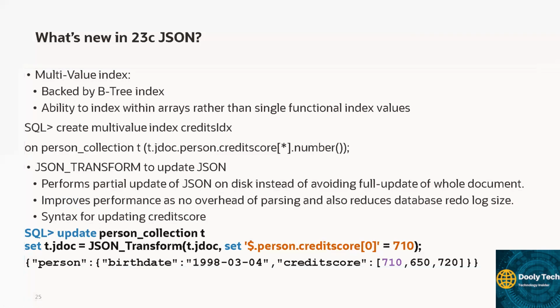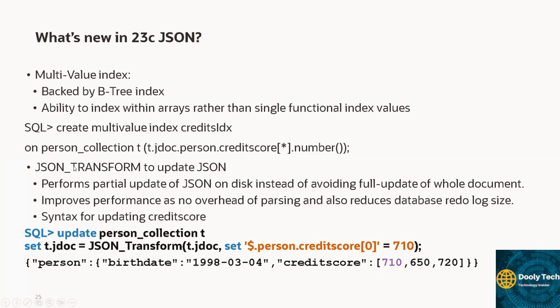Prior to 23c, we only had the single value function index, which we could do on JSON value. As an example, prior to 23c, we could only do an index on a person. Since a person can only have one birth date, we would only be able to do a single value function index on a birth date, since it only contains one value. However, in a lot of cases, we wish to index all the elements of the JSON array. In this example, we would like to index the entire credit score array. We have this option so that when we query it, we can use the index to bring back the values.